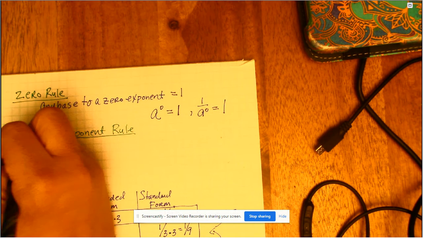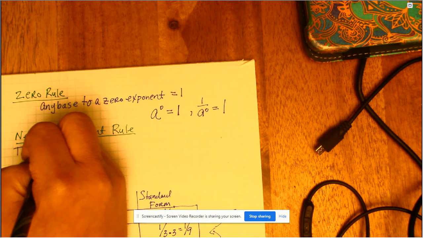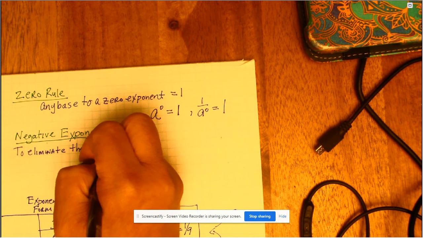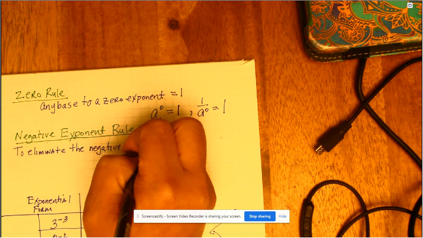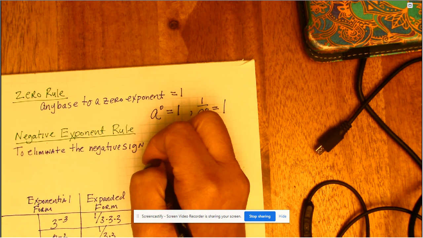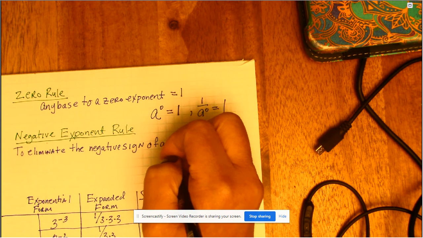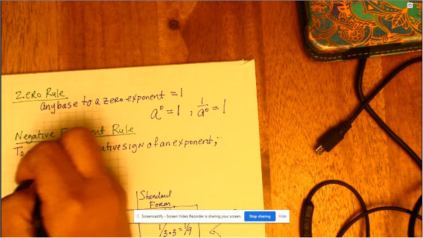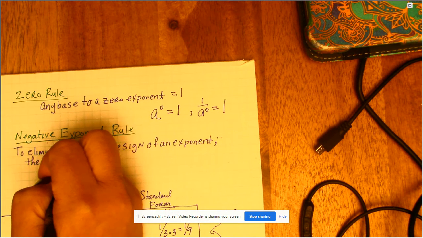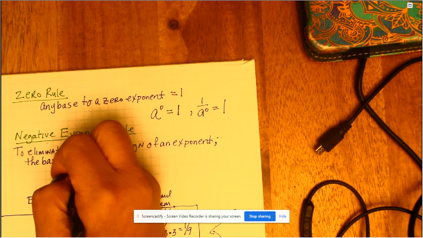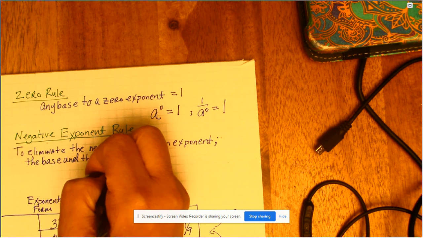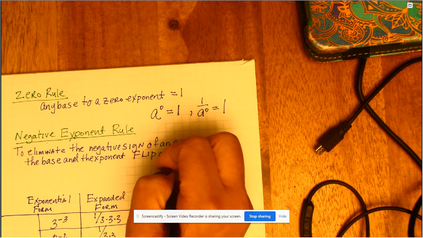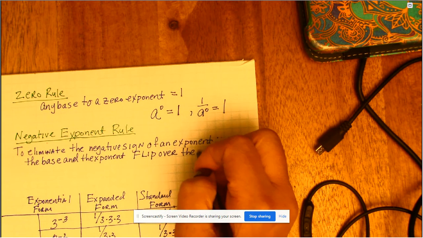So to eliminate the negative sign of an exponent, the base and the exponent flip over the fraction bar.